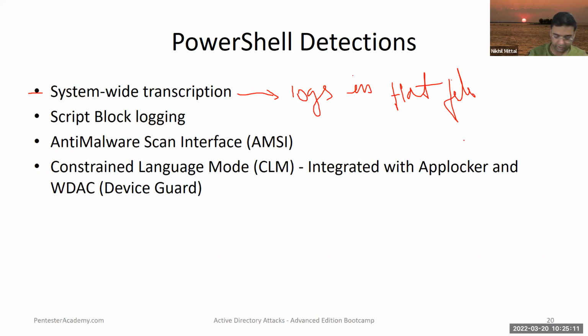So let's say you are pushing transcription using group policy and you specify a directory, let's say C:\transcripts. Then whenever anything loads the System.Management.Automation DLL, the username, the host, the commands that were run and their output, all of it is logged in a flat file in the directory that you specify. Absolutely everything. And this is a very, very powerful feature. However, with its own drawbacks.